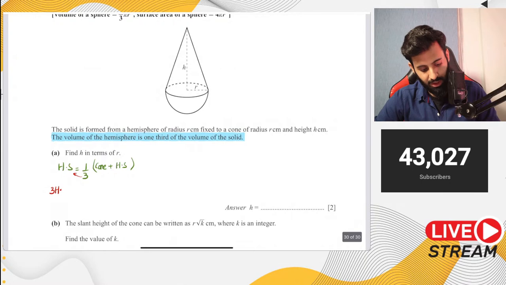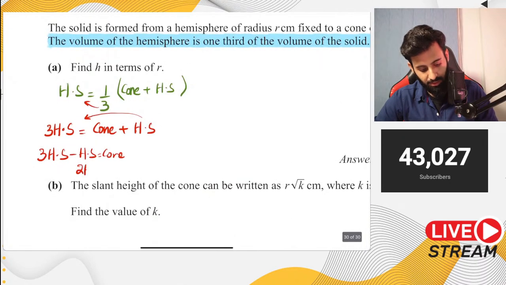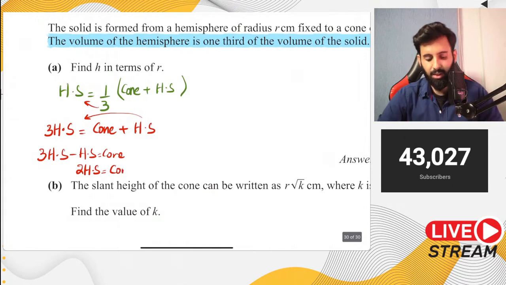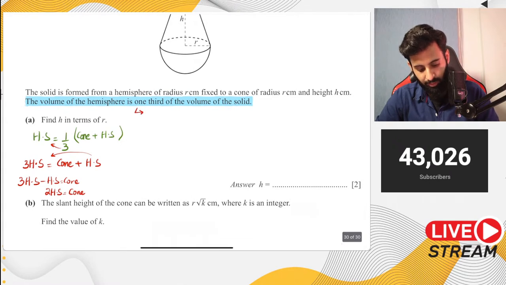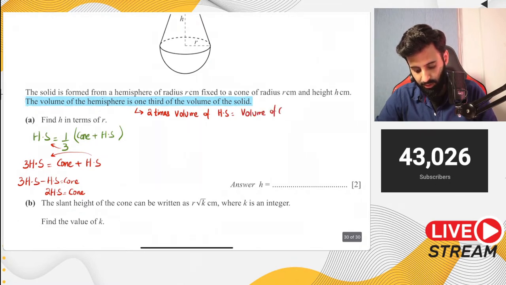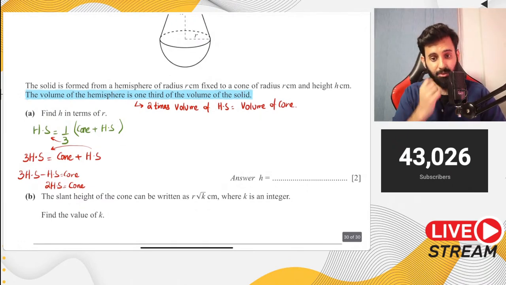So you have 3 times the hemisphere, that means 3 times the volume of the hemisphere is equal to the volume of the cone plus the hemisphere. And then if you take this hemisphere over to the other side, that means 3 into HS minus HS equals cone, which basically means that 2 times the volume of the hemisphere is equal to the volume of the cone. Okay, so is statement ki madad se humne kya figure out kar liya, that 2 times the volume of hemisphere equals to volume of cone. Theek hai?